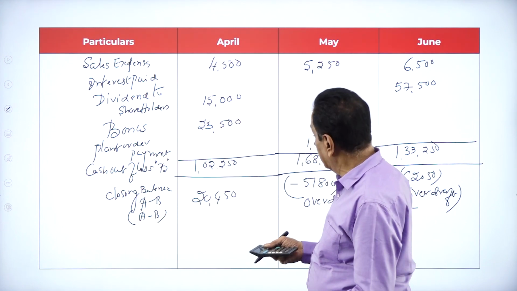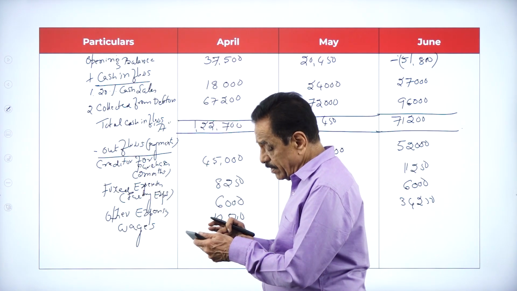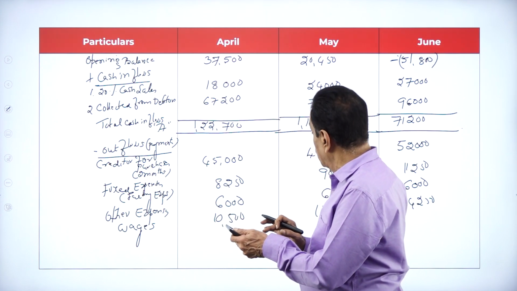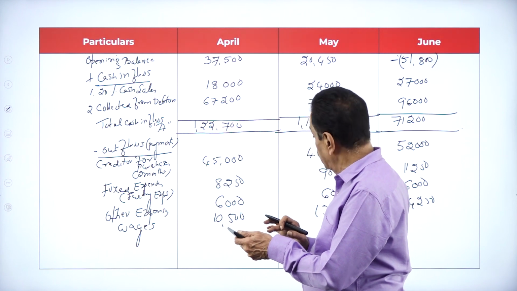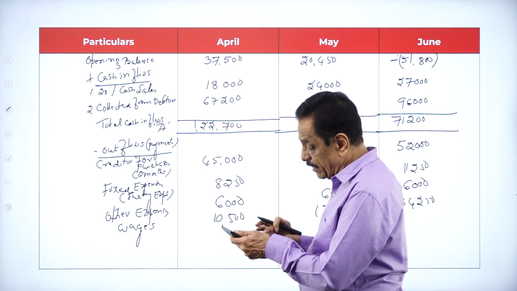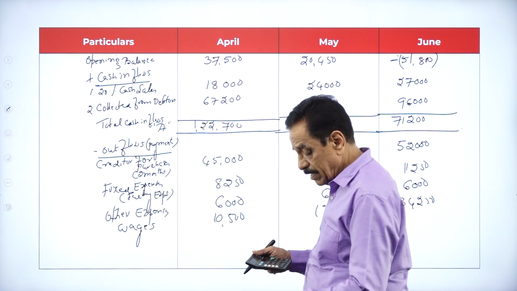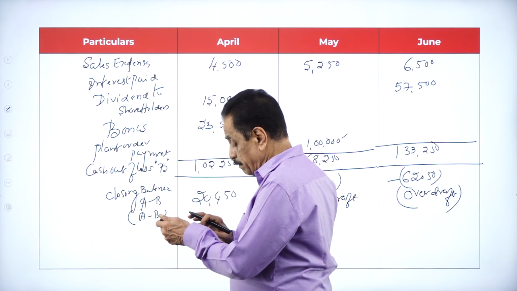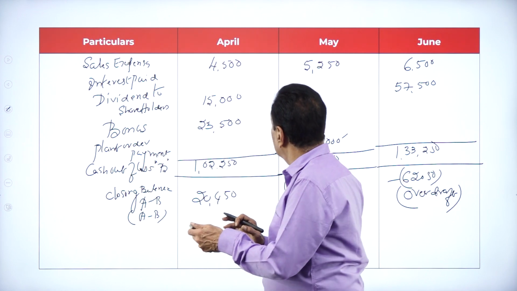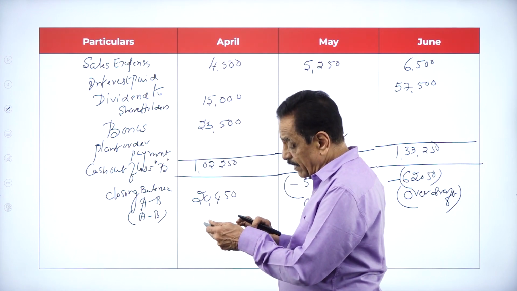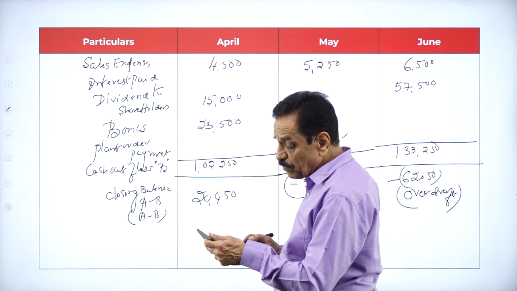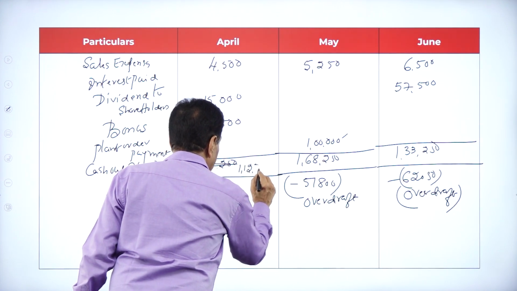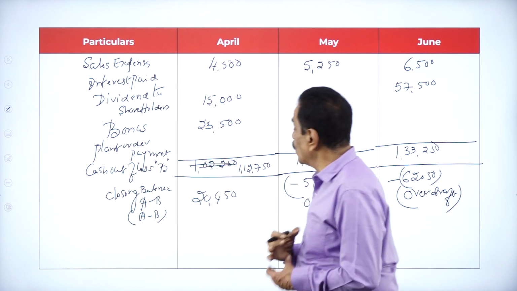Come back here. 45,000 plus 8,250 plus 6,000 plus 10,500 plus 4,500 plus 15,000 plus 23,500. 1,12,750. Slight change, only total change.